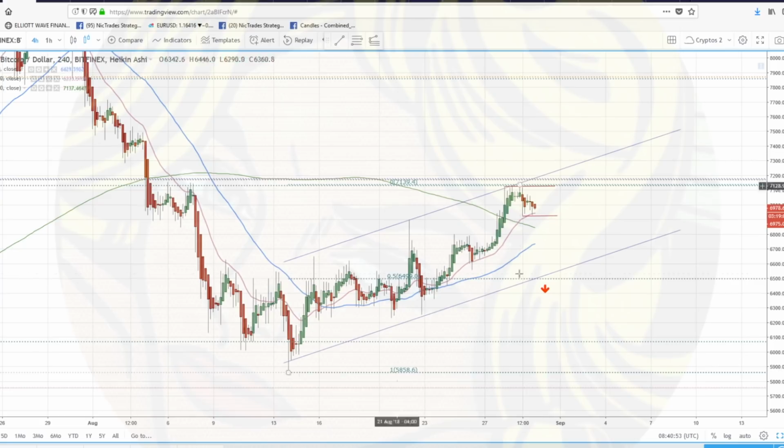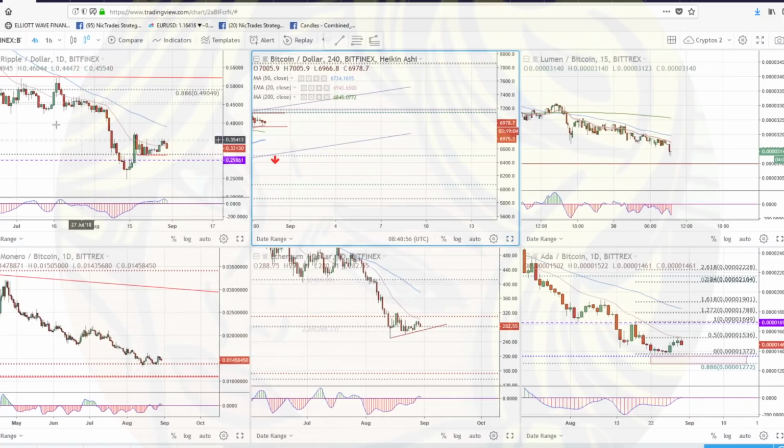So let's talk about some of these other coins. What's doing well and what's not doing well.